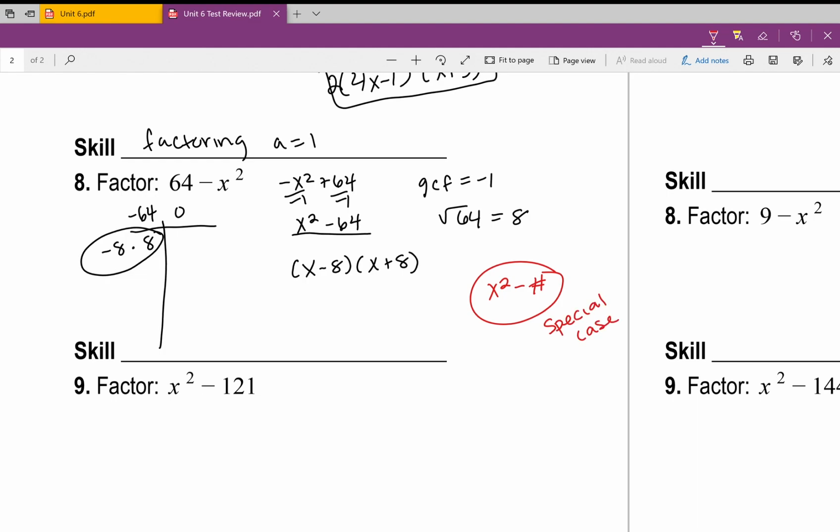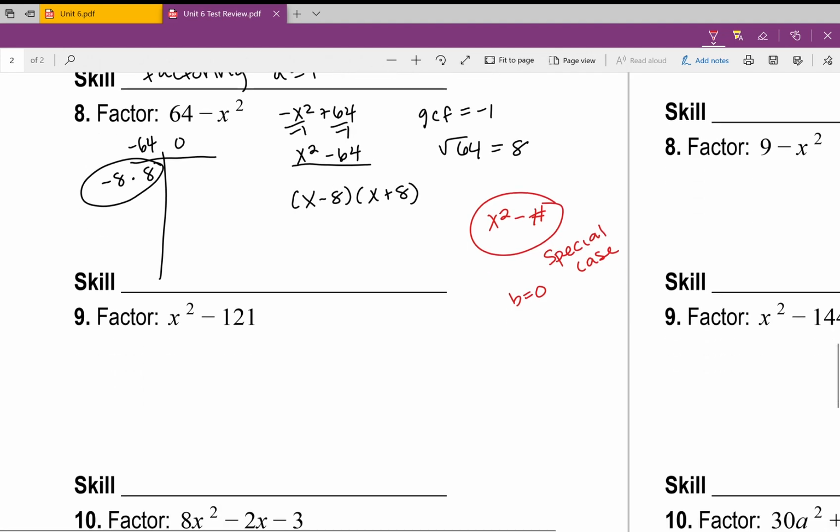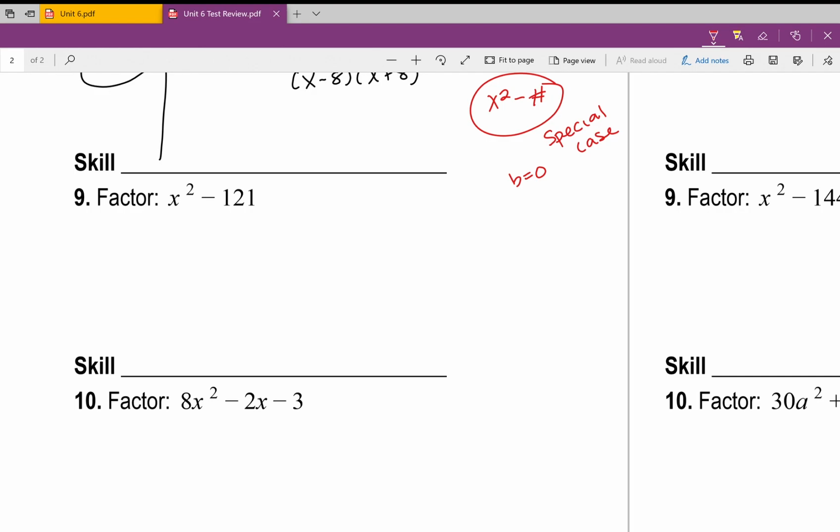And we talked about special cases in my class, but I just said that it was the same as just saying b is equal to 0. And then we rewrite the whole problem and we do factor by grouping. So either way will work. This way is just faster. Okay, let's look at number 9. Number 9 is very similar. Again, it's factoring when a is 1.